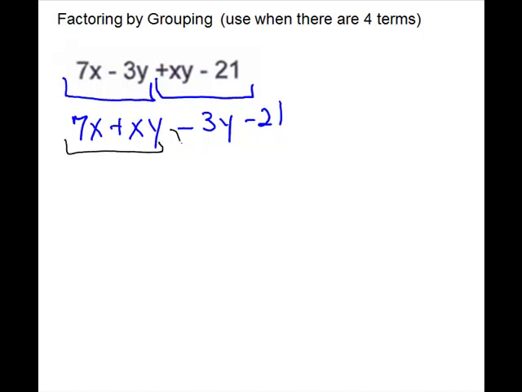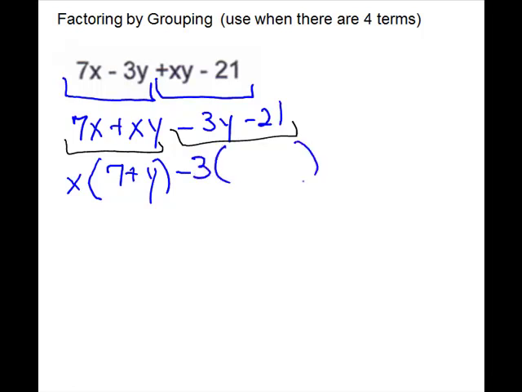So make our groups. In our first group, we have x that's common, and that leaves 7 plus y. In the second group, it starts off with negative, so we'll choose a negative, and we'll choose a 3. So we'll take out a -3. That's going to leave us a y. Be careful here, you've pulled the negative to the outside. Will be a plus 7. Let's double check that. So this will be minus 3y minus 21. So what we did is okay.